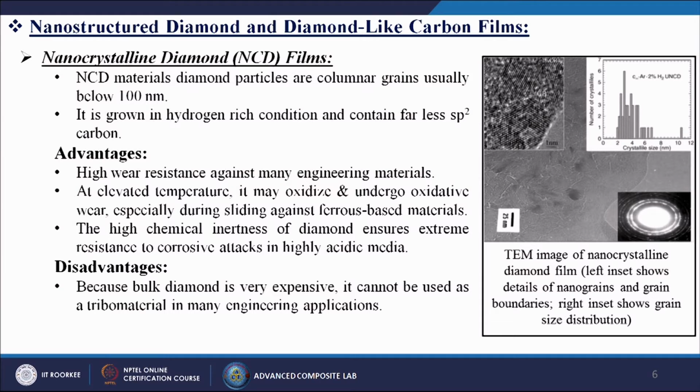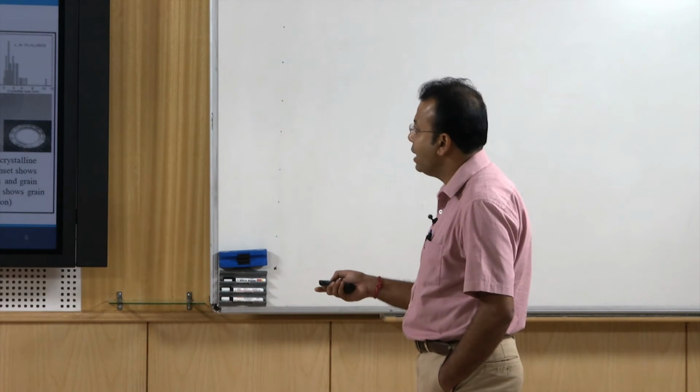On the right hand side we are going to show you a TEM image of this nanocrystalline diamond film. Inside we are showing some nano grains and some grain boundaries, and the right inset shows the grain size distribution. So, the particle size generally ranges from 2 to 7, maybe between 6 and 8, roughly we can say 7. So, between 2 to 7 nanometer range. So, that is the rough average diameter of those crystalline diamonds.